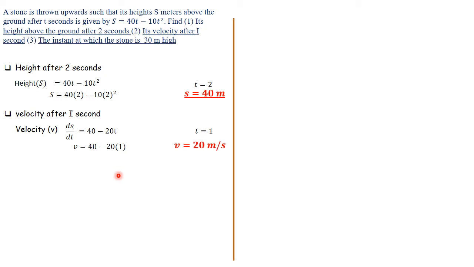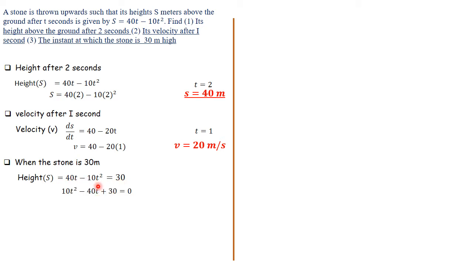Remember, we have used the first concept that we looked at when opening the lesson. Last question. At what instant is the stone 30 meters above the ground? When is it 30 meters above the ground? Therefore, we're going to do this. Since the height is given by 40t minus 10t squared, we say this must be equal to 30 at that moment when it is 30 meters above the ground, since this is a general function that gives us the height above the ground.